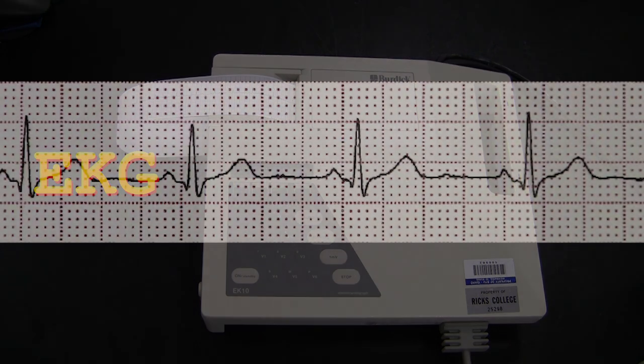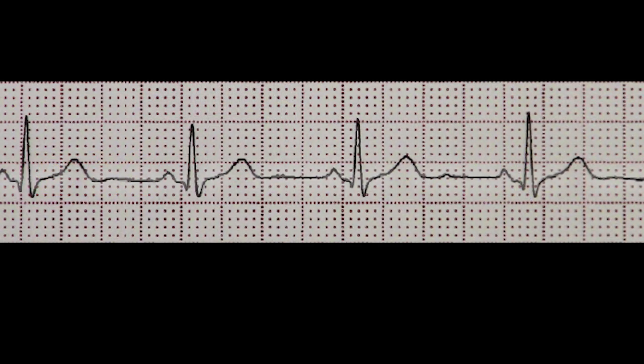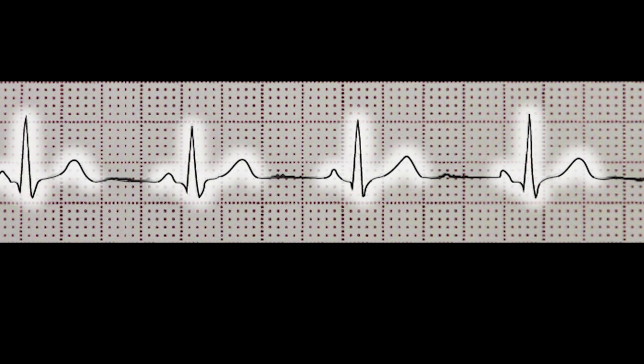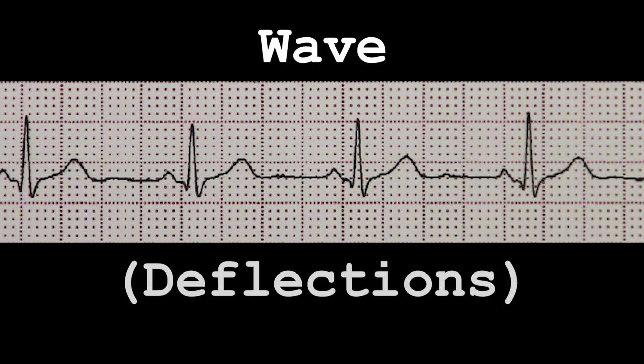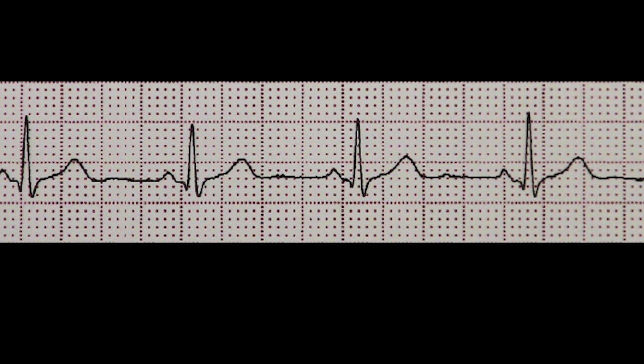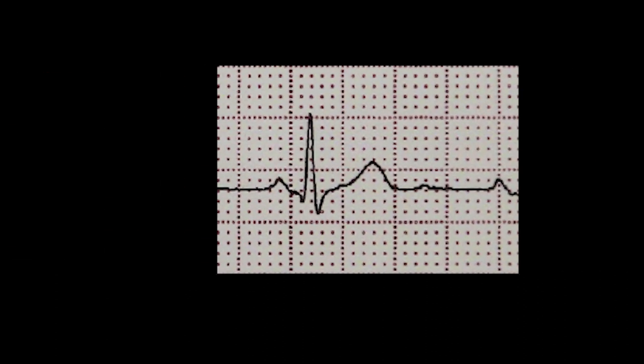A typical EKG looks something like this. Notice it has a flat line with bumps and spikes. Each of these bumps or spikes is called a wave. You might also hear them called deflections. Each wave on the EKG represents a wave of depolarization or repolarization moving through the heart.